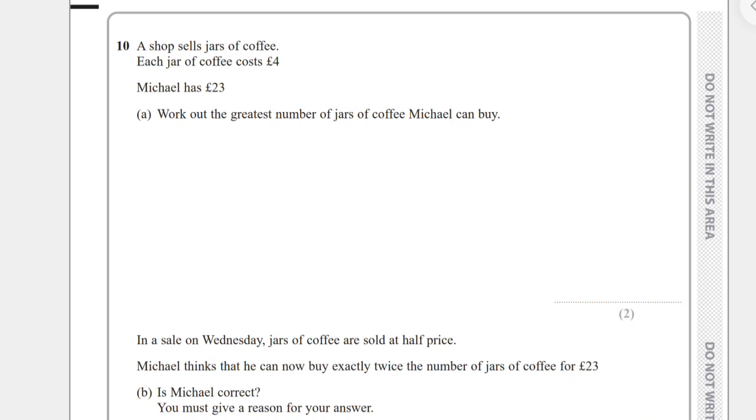A shop sells jars of coffee. Each jar of coffee costs £4 and Michael has £23. What is the greatest number of jars of coffee that Michael can buy? If we do 23 divided by 4, we are going to have 5 and 3/4. So the highest number of jars of coffee that Michael can buy is 5.